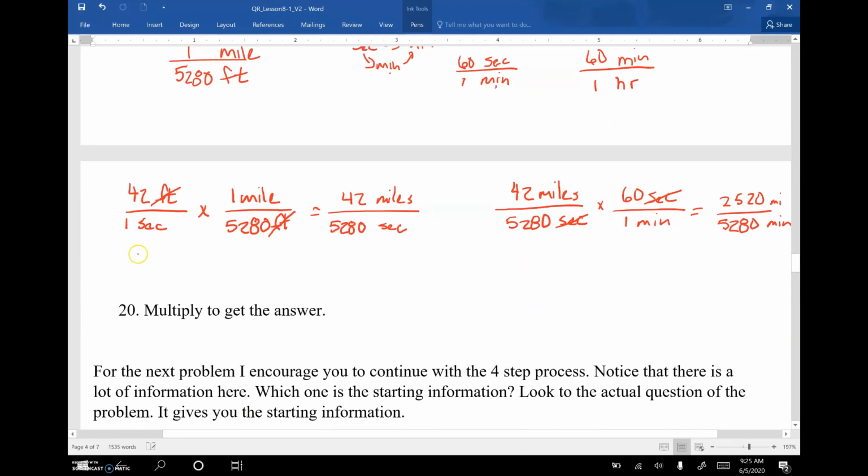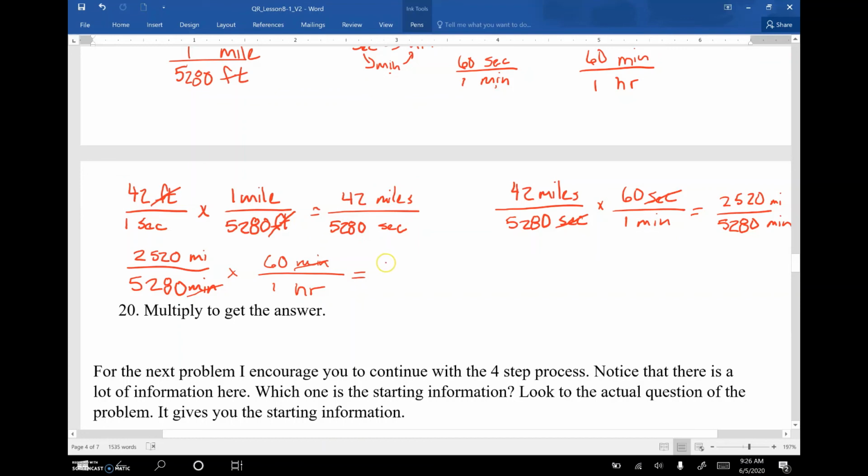So, 2520 miles over 5280 minutes, and we want to get rid of the minutes and turn it into hours. So I'm going to multiply and put my minutes on top and my 1 hour on bottom. Again, minutes and minutes cancel because one's on top, one's on the bottom. Go to my handy dandy calculator.